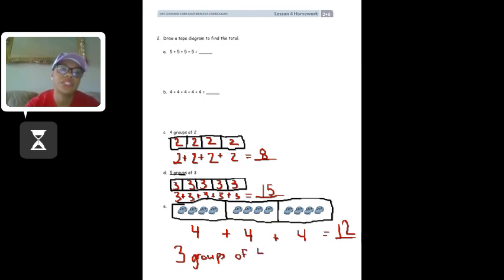What was the total that we just found? What did we just find? That's right, 12. 3 groups of 4 equals 12. So 3 groups, let me restate that. 3 groups of 4 equals 12. Good job. Give yourself a round of applause for completing today's lesson.